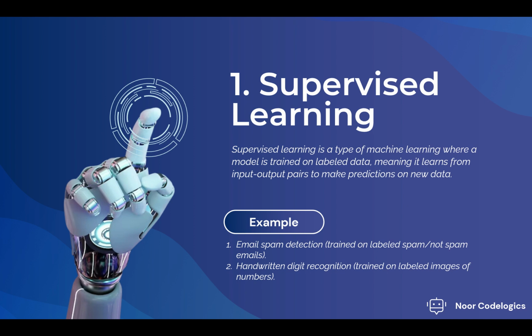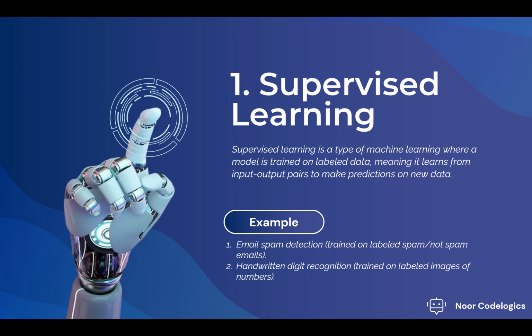In supervised learning, a model is trained on the basis of labeled data. It means that the model learns from input-output pairs to make predictions on new data. Some examples are email spam detection and handwritten digit recognition. So we use supervised learning in this type of application.